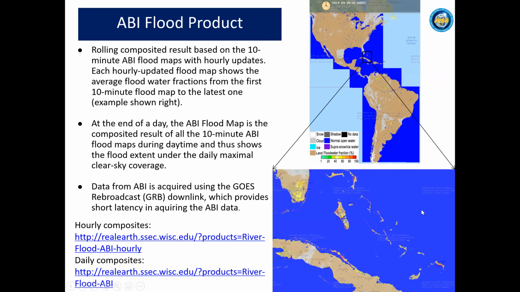This is the ABI flood product. The product is a rolling composite result based on the 10-minute ABI flood maps with hourly updates. Just as I mentioned before, at the end of the day the ABI flood map is a daily composite, which derives the maximum clear sky coverage for flood mapping during that day. And we use data acquired using the GOES Rebroadcast downlink, which provides very short latency for flood mapping.